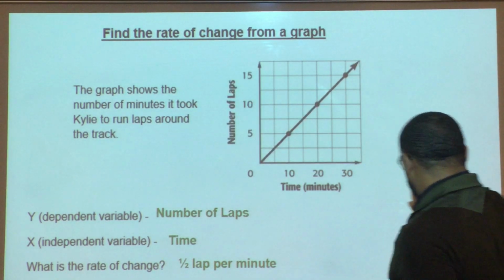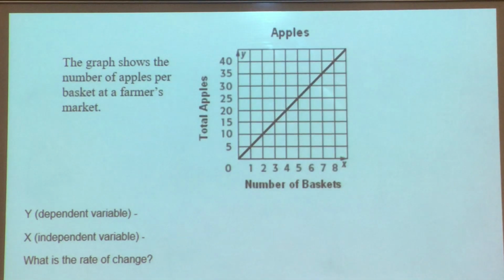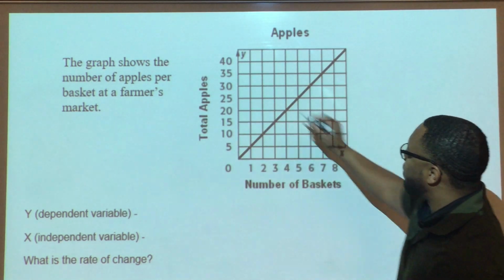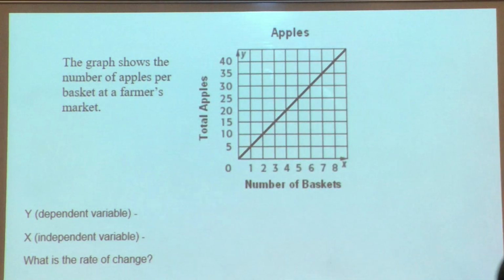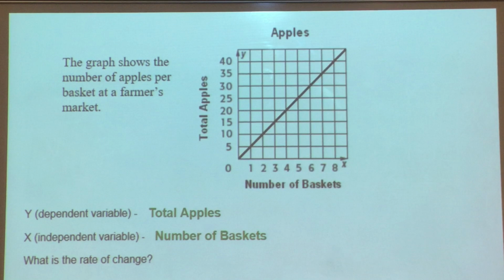Okay, let's look at one more example. It says the graph shows the number of apples per basket at a farmer's market. So let's find the rate of change. Remember, they gave us a graph here so we can identify that this is going to be X and this is our Y axis. So the dependent variable is the total apples. The independent is going to be your number of baskets. Let's find the rate of change.